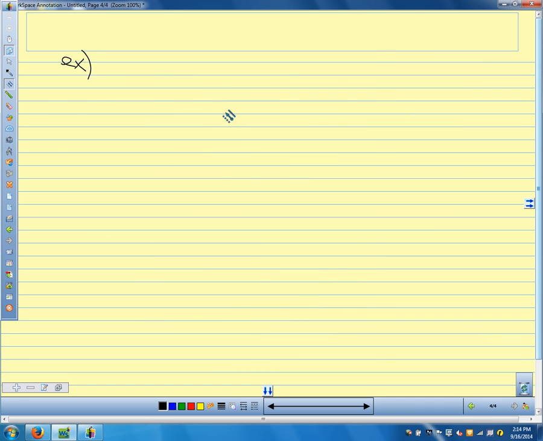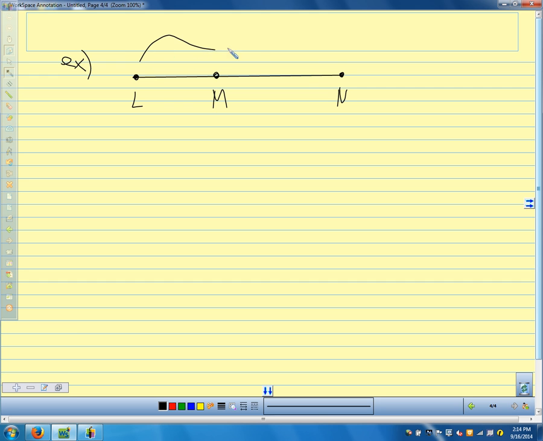Example, here is my segment. So I have 2 points and I have another point between them. Let's say this is L, M, and N for our points. Let's say the whole segment is 32 units. This piece is 3x plus 8, and this piece is 2x plus 4. And the problem says find LM and LN.